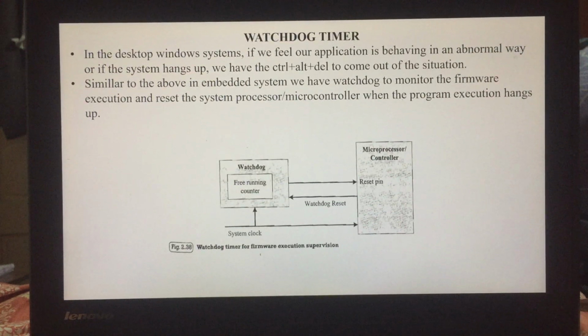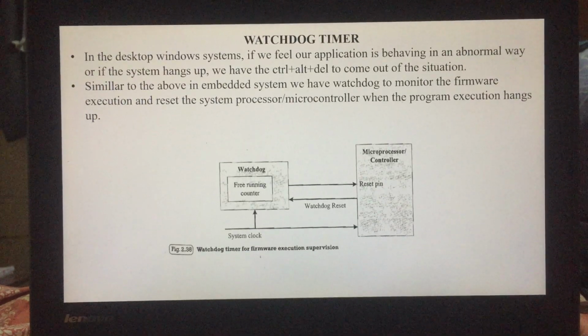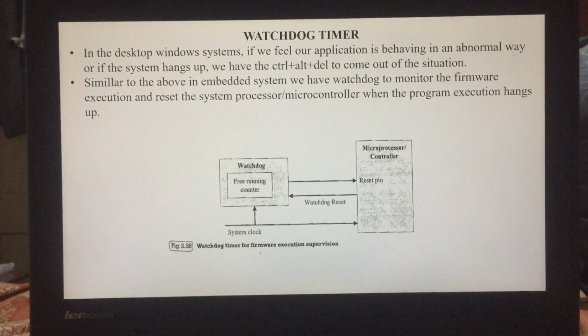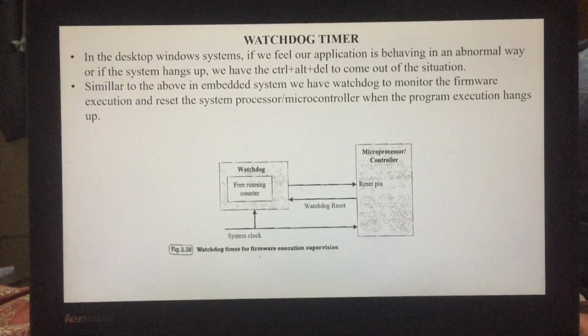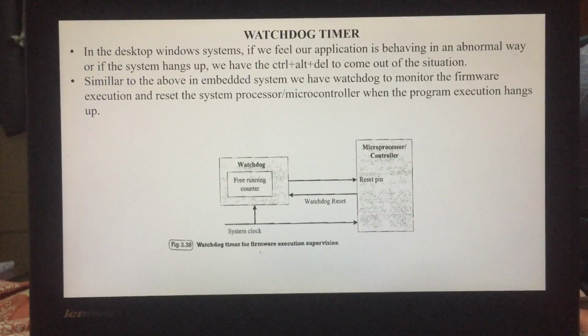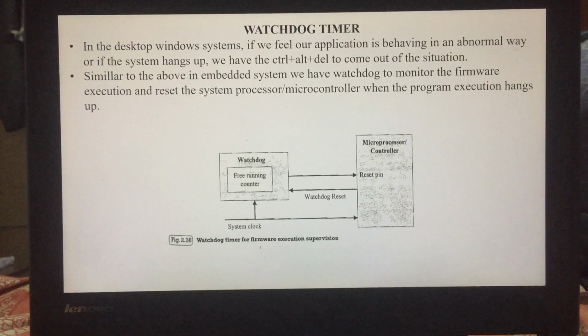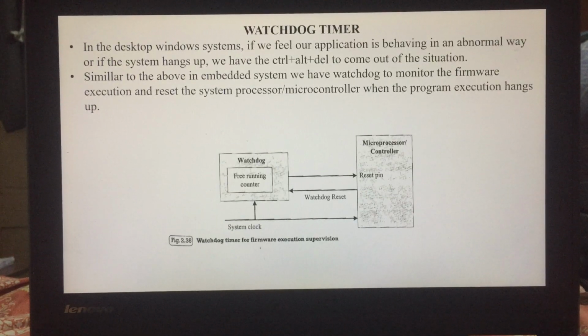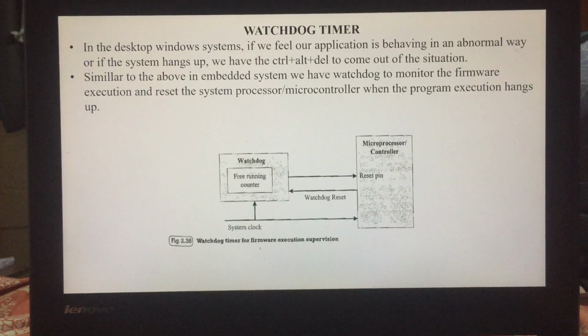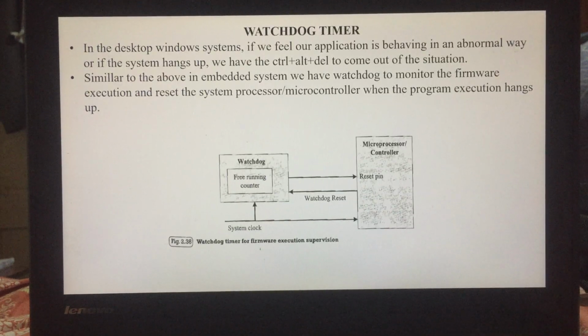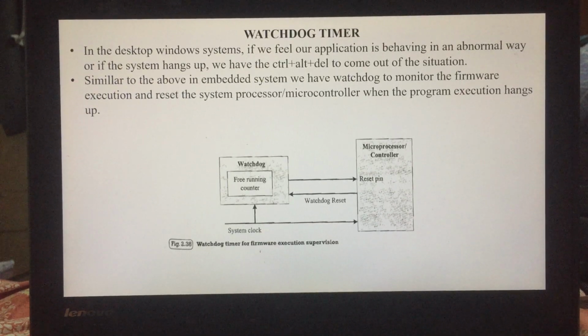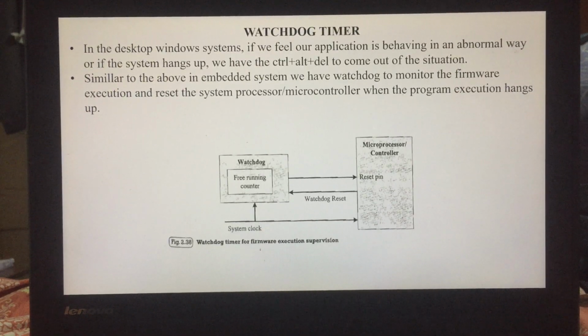Watchdog timer. In a desktop Windows system, if we feel our application is behaving in an abnormal way or if the system hangs up, we have Control-Alt-Delete to come out of the situation. Similar to this, in an embedded system, we have a watchdog to monitor the firmware execution, and if the program execution hangs, then reset the system processor or controller.